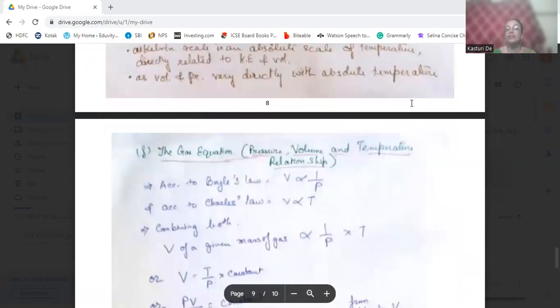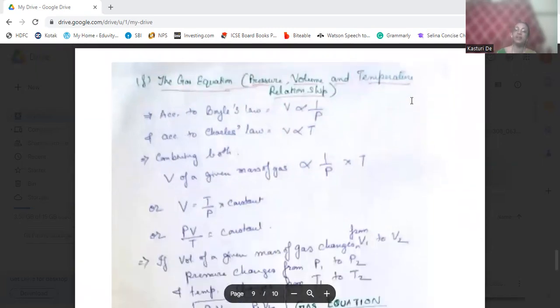Now we come to the gas equation. Here we need to know the relationship between pressure, volume, and temperature. Pressure and volume, we knew the relationship from Boyle's law. Volume and temperature, we know the relationship from Charles' law. When we combine these two, Boyle's law and Charles' law, we get the gas equation. According to Boyle's law, volume is inversely proportional to pressure, and according to Charles' law, volume is directly proportional to temperature.